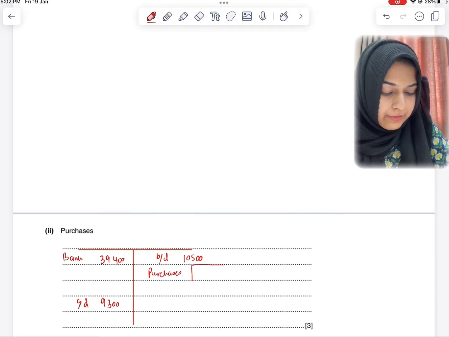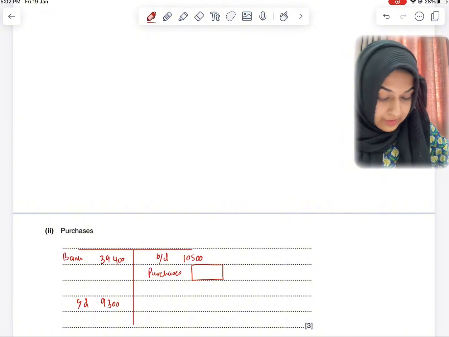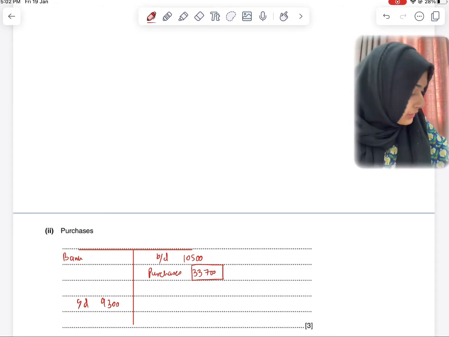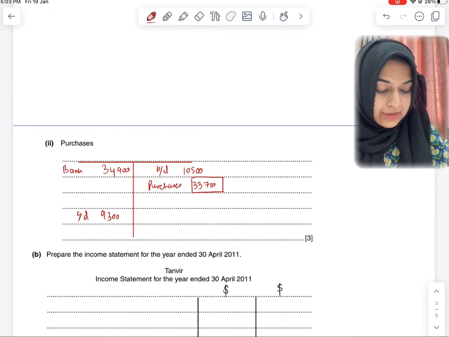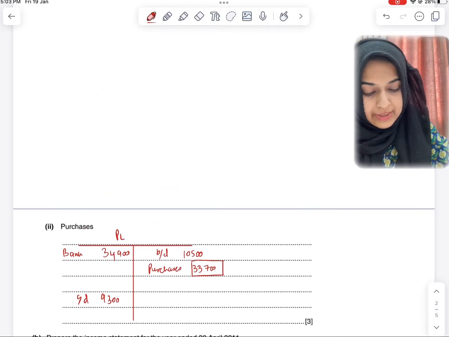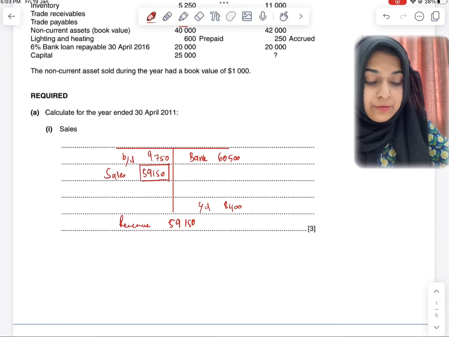And you find out purchases from the purchase ledger control account, which in this case is 33,700. This was not 39,400. This was 34,900. Okay, so we have 33,700, which is our credit purchases in this case. So we write here purchase ledger control account. And in the case of revenue, we write here sales ledger control account.